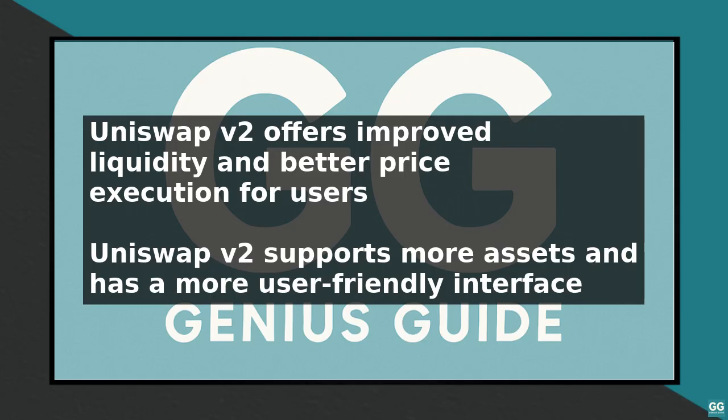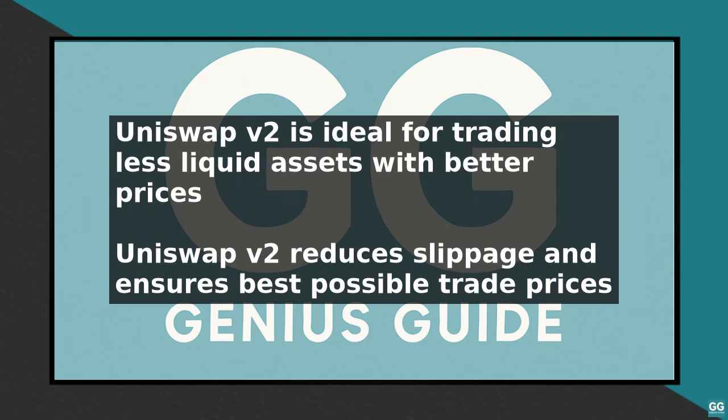One of the primary use cases for Uniswap V2 is for trading less liquid assets. If you are looking to trade a relatively unknown or illiquid cryptocurrency, Uniswap V2 may be the best option. This is because the protocol can provide better prices and more liquidity for these assets compared to traditional exchanges.